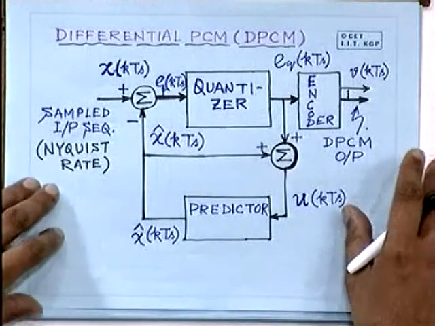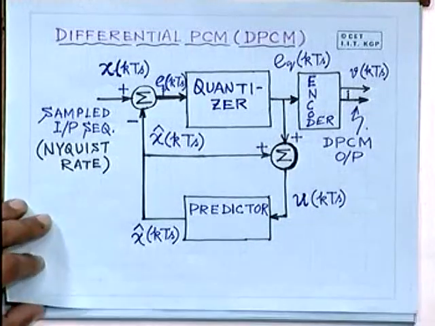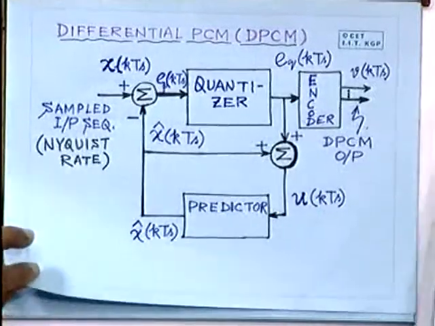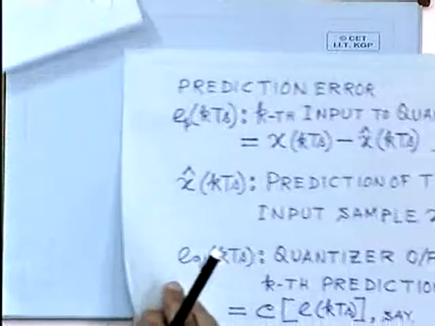This is the scheme. I mean, it will be more accurate. So let us wait to find an expression for X cap KTS. We will find that. Ultimately, this configuration results in a better result, I mean, better performance.